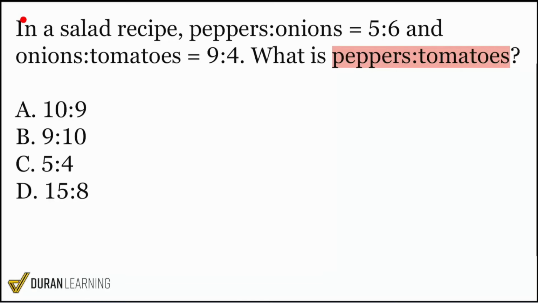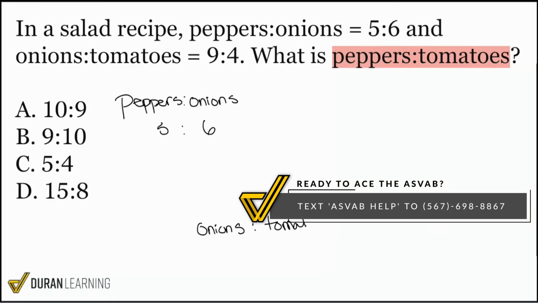In a salad recipe, peppers to onions comes in a ratio of 5 to 6. And the ratio of onions to tomatoes is 9 to 4. Okay, so let's write down these ratios here. I'll write down the ratios of peppers to onions right over here. And that's going to be 5 to 6. And then down over here, I'll write the ratio of onions to tomatoes. And that was going to be 9 to 4.